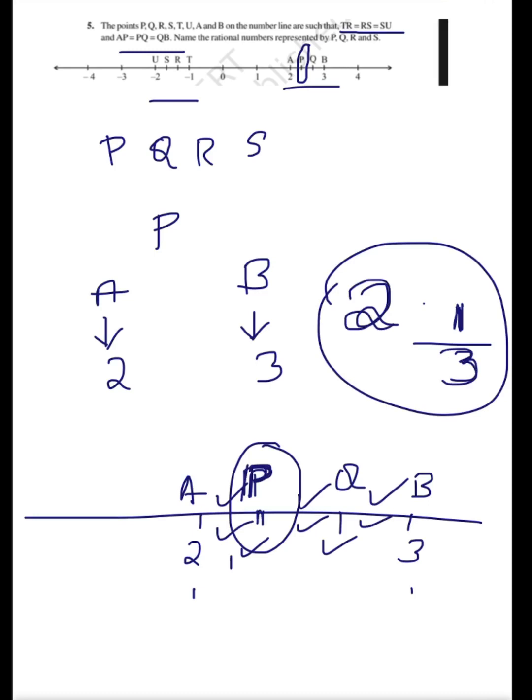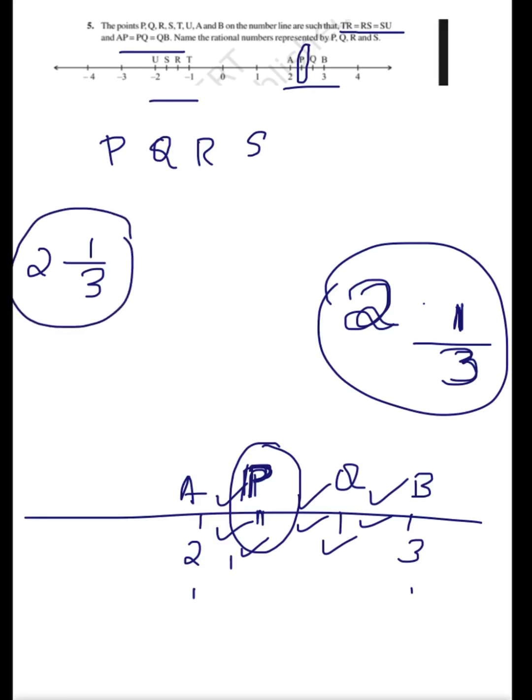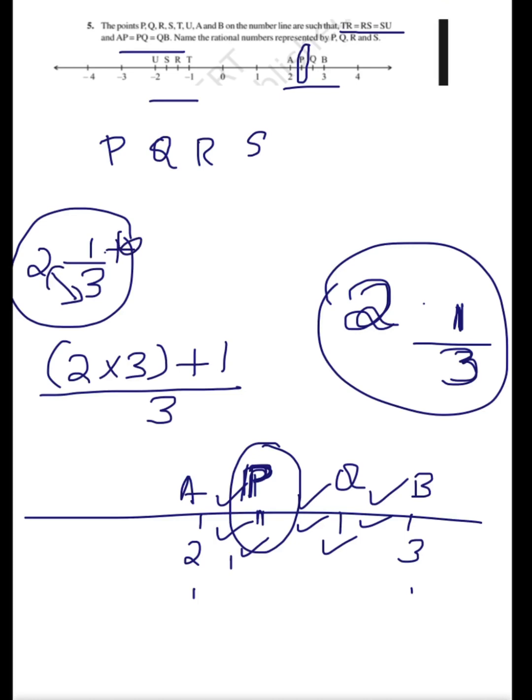Understand? So what is actually 2 1 by 3? How will you write it? This is actually a mixed number. So 2 1 by 3 you can write as 2 into 3 plus 1 divided by 3. The numerator will turn into 2 into 3 plus numerator, that is 2 into 3 plus 1, that is 6 plus 1, which is 7. So 7 by 3 is the answer. 7 by 3 will be the rational number represented by point P. P equal to 7 by 3.